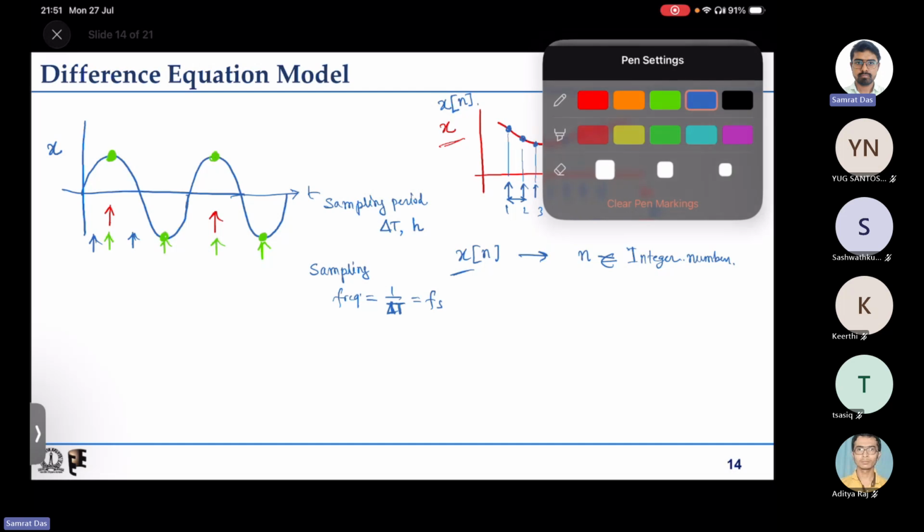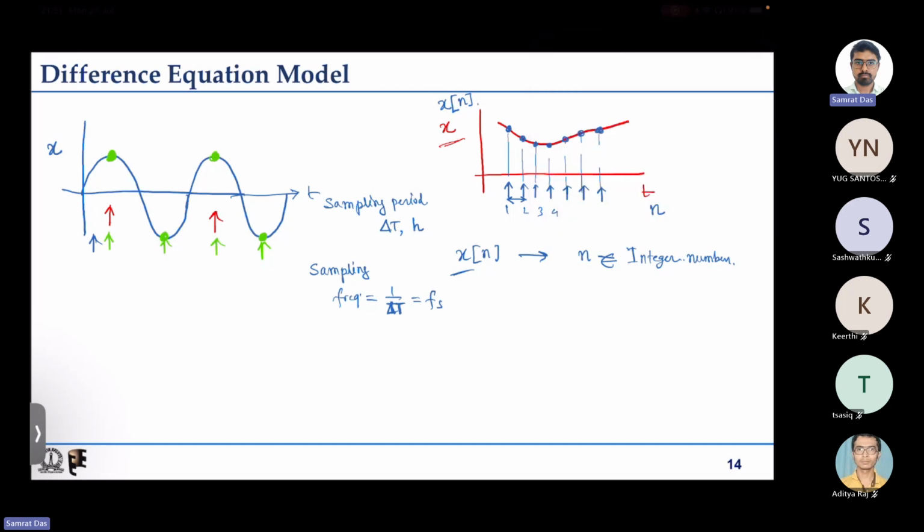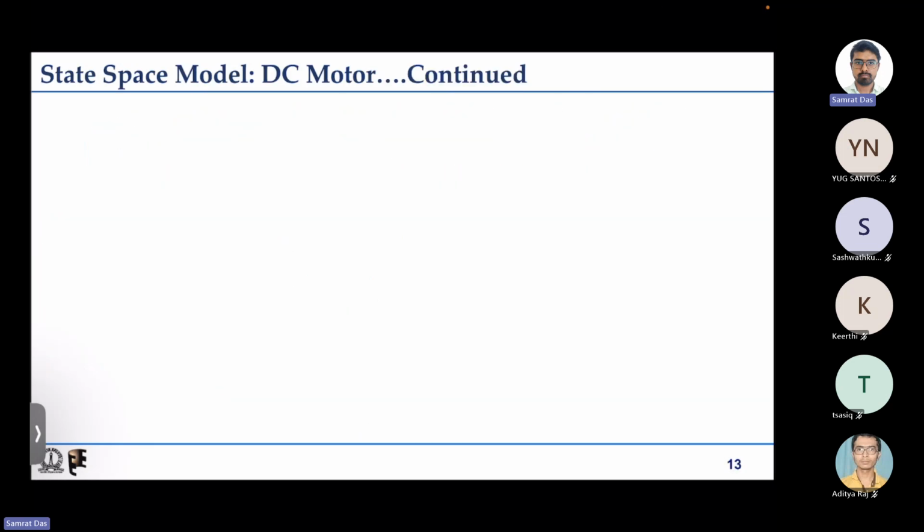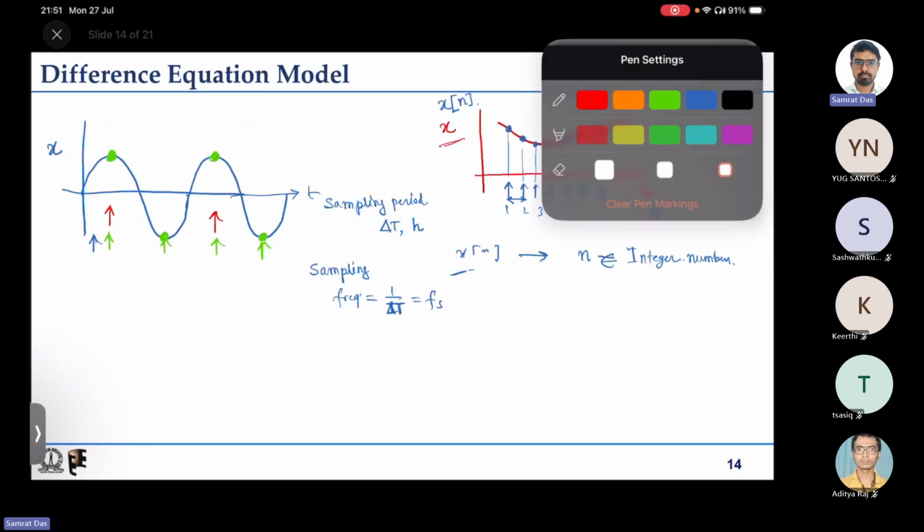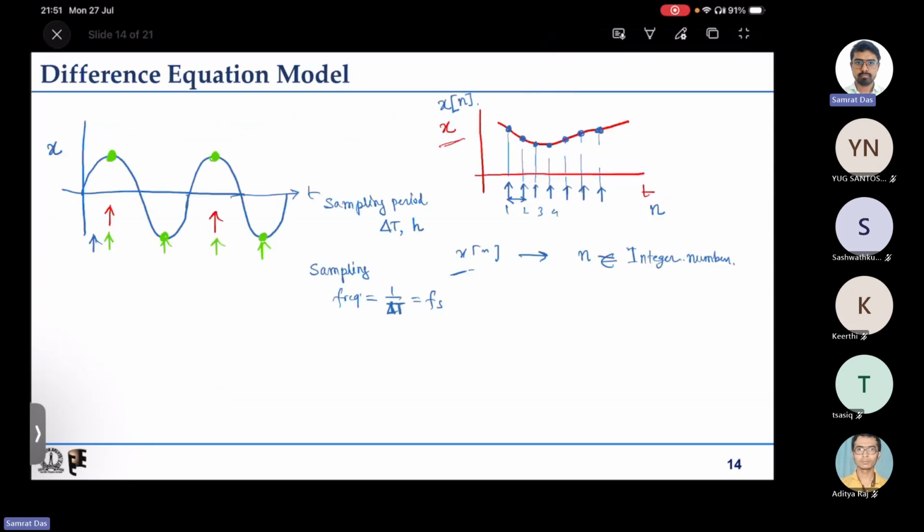The sampling instant could be different. That is what I am trying to tell. The sampling instant, instead of at the peak instant, it could be somewhere else also. So it could be here, here, here, and here. Here also you can see that the values are held.